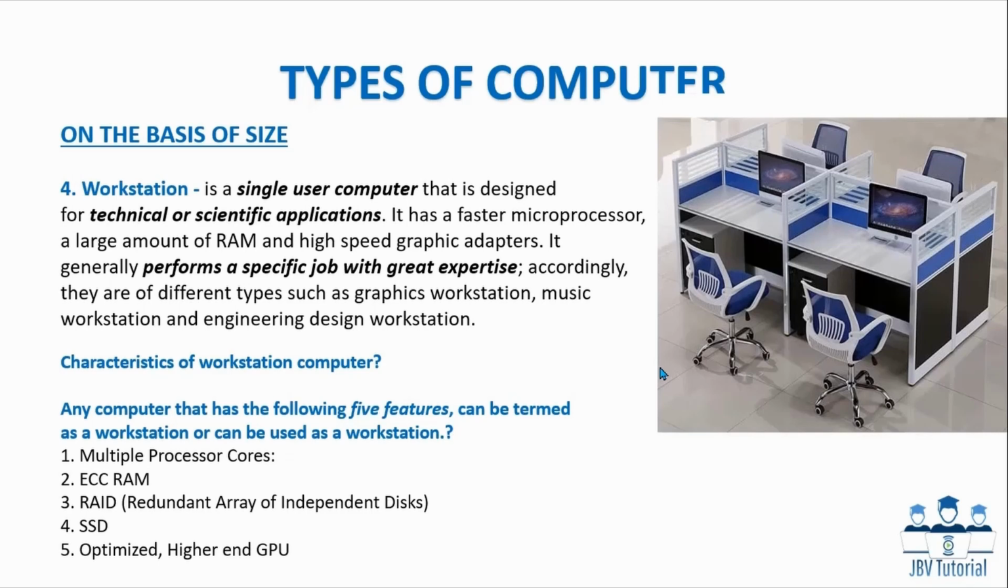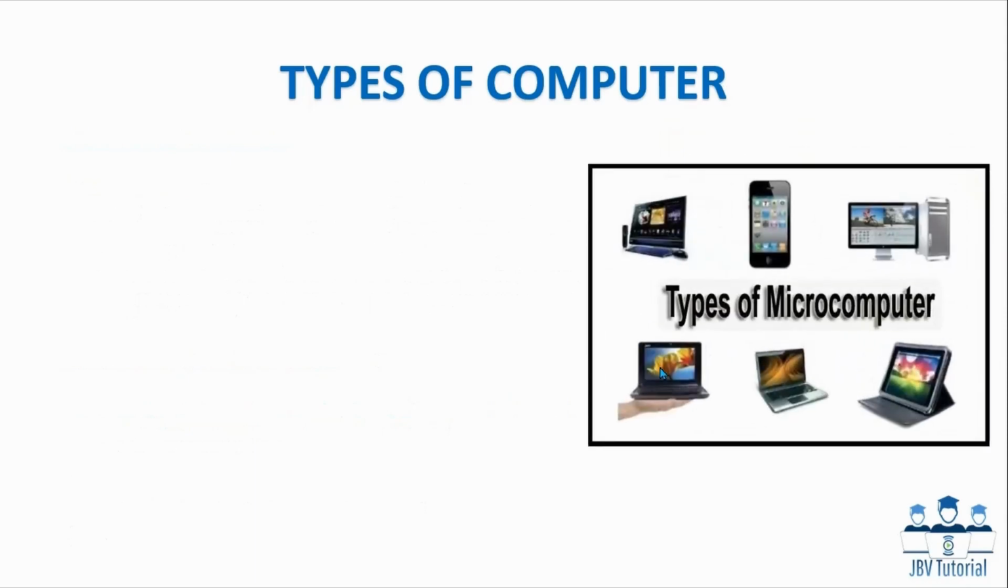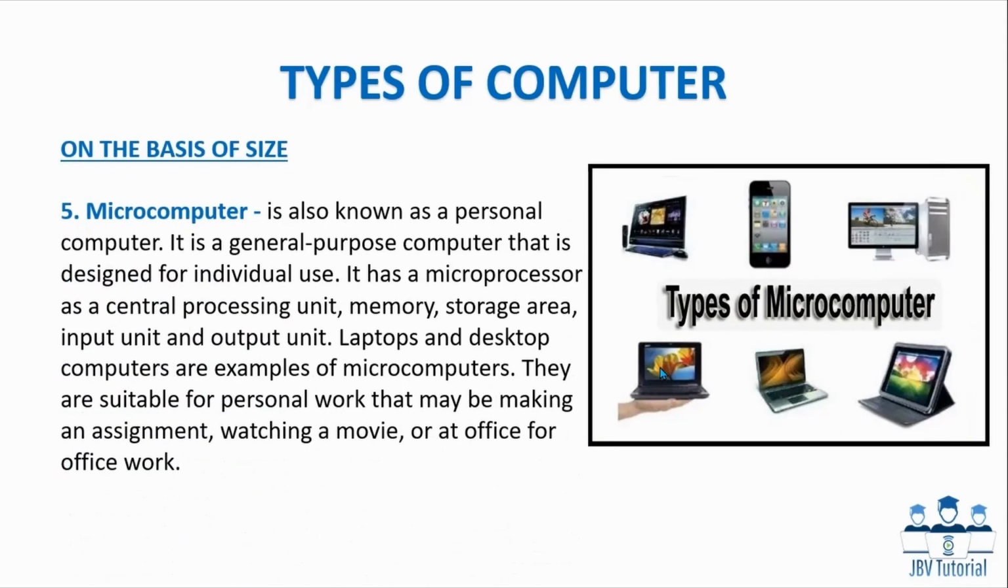5. Microcomputer. Microcomputer is also known as a personal computer. It is a general-purpose computer that is designed for individual use. It has a microprocessor as a central processing unit, memory, storage area, input unit, and output unit. Laptops and desktop computers are examples of microcomputers. They are suitable for personal work that may be making an assignment, watching a movie, or at office for office work.